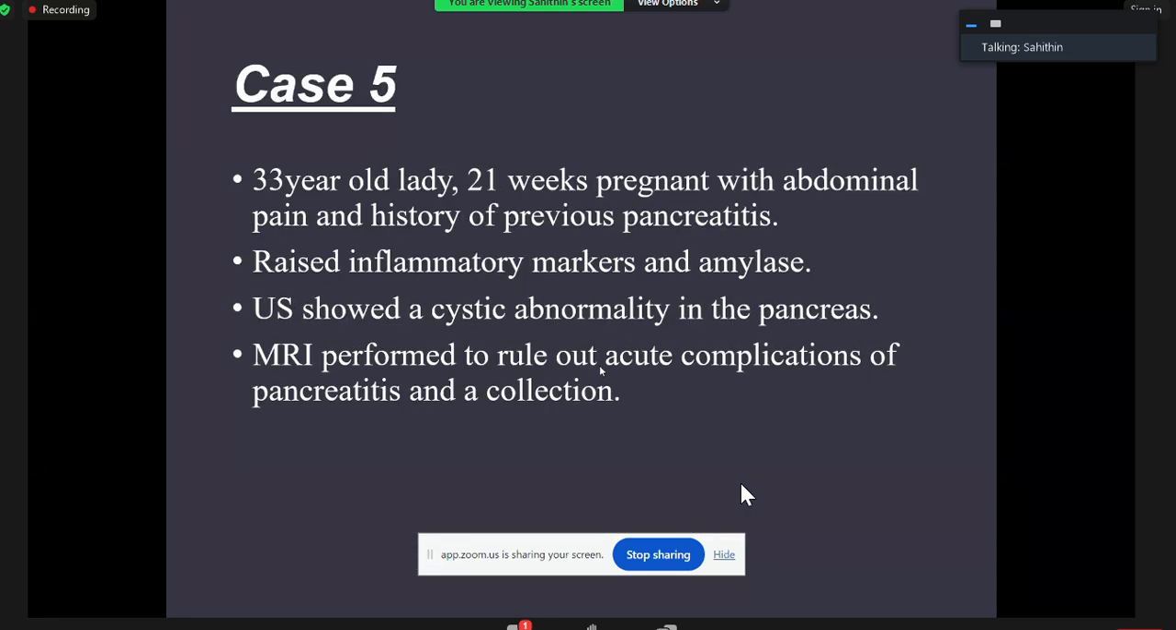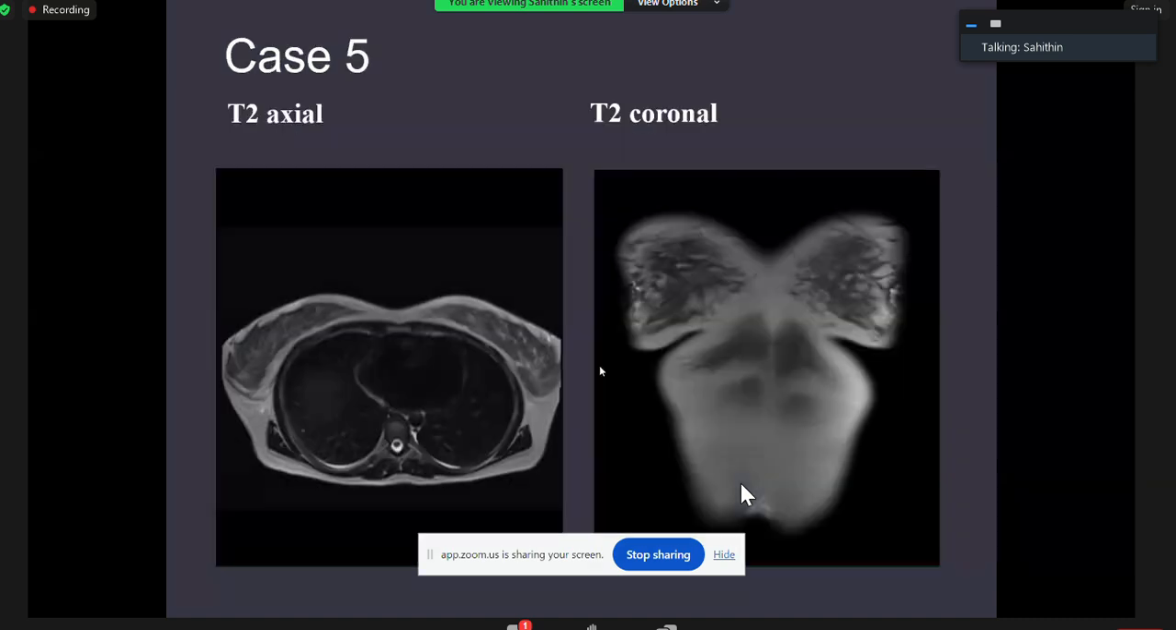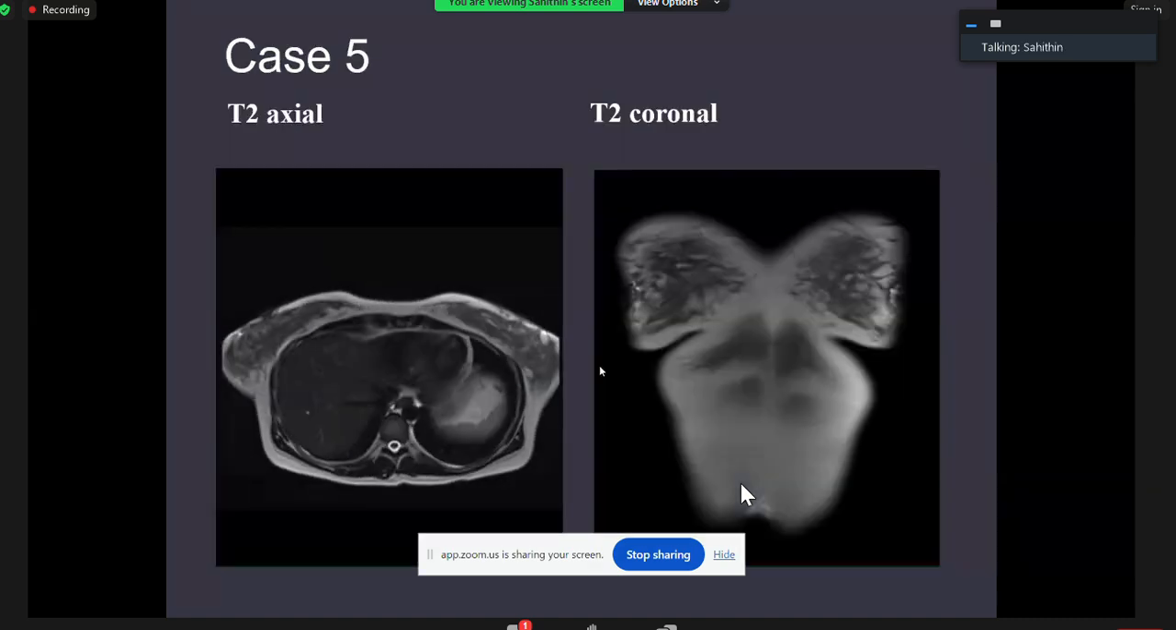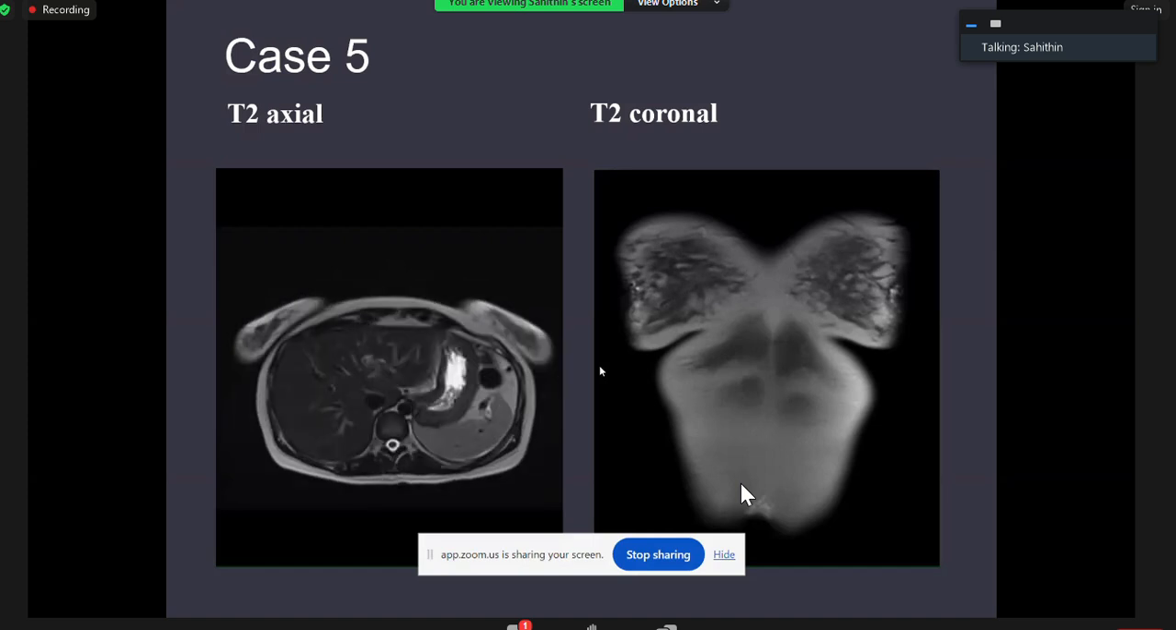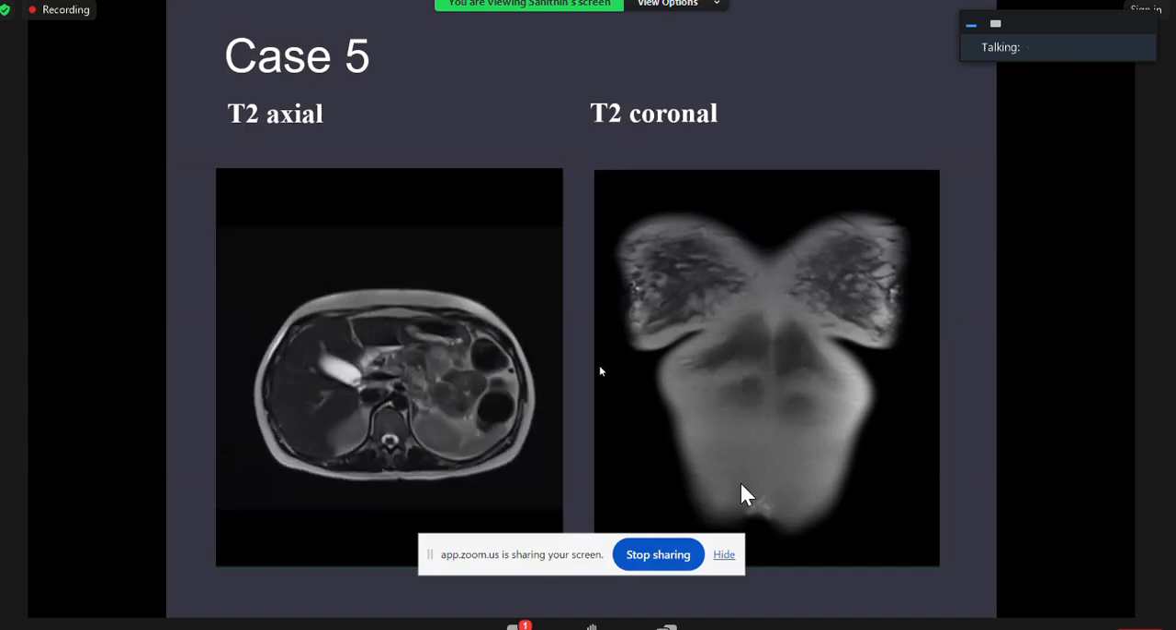So this lady was 21 weeks pregnant with a history of previous pancreatitis, and came in with what looked like pancreatitis, but on ultrasound there was a cystic abnormality in the pancreas. So we wanted to rule out any acute complications of pancreatitis and also to see if there was any collection that needed drainage. So I'll just let you look through the MR videos.